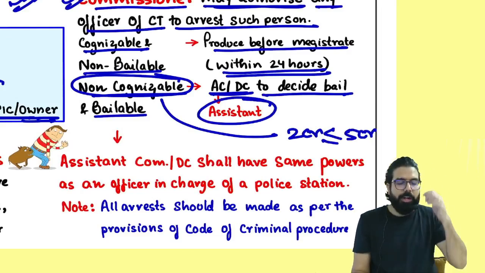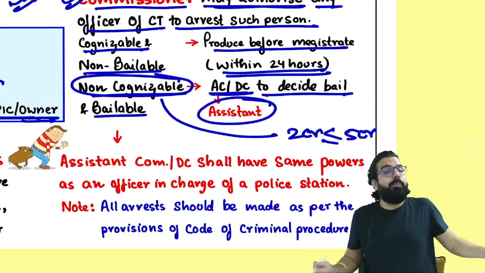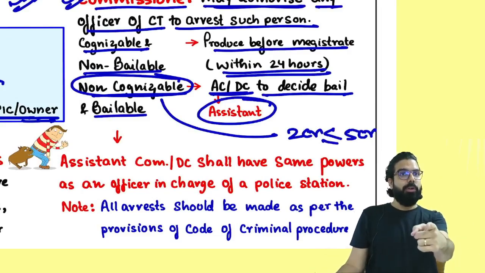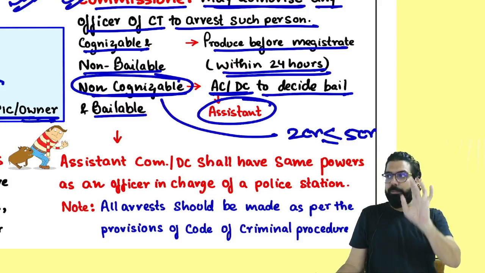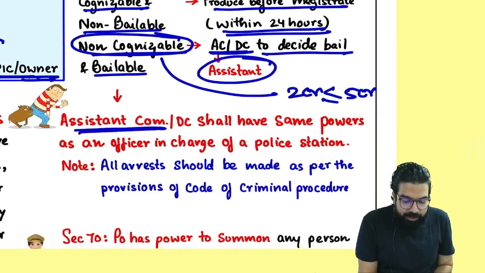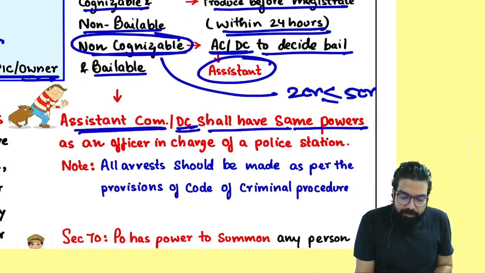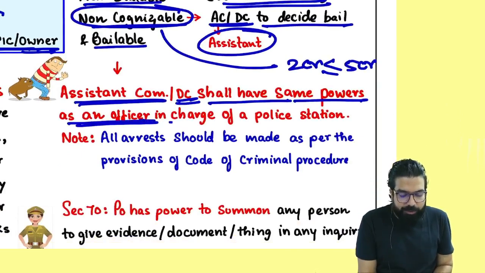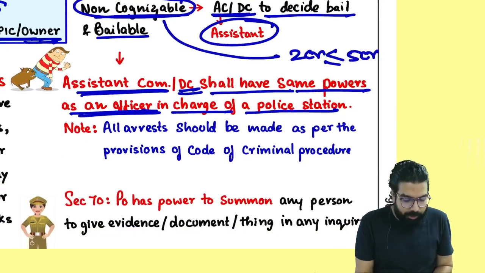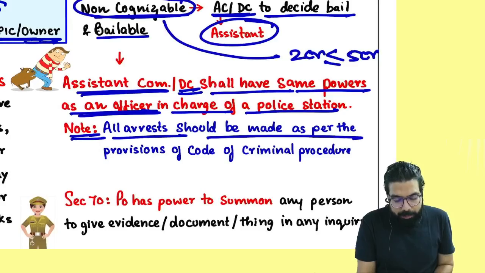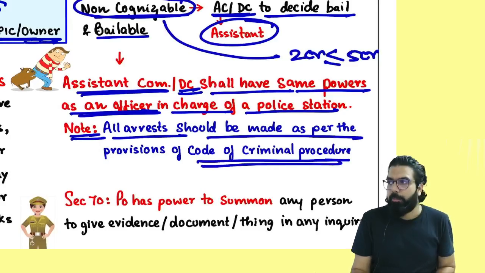It means the assistant commissioner or the deputy commissioner will become like a police officer and they will tell you, give 5 lakh rupees, we will release you. The assistant commissioner or the deputy commissioner shall have the same power as an officer in charge of a police station. All the arrests should be made as per the Code of Criminal Procedure.